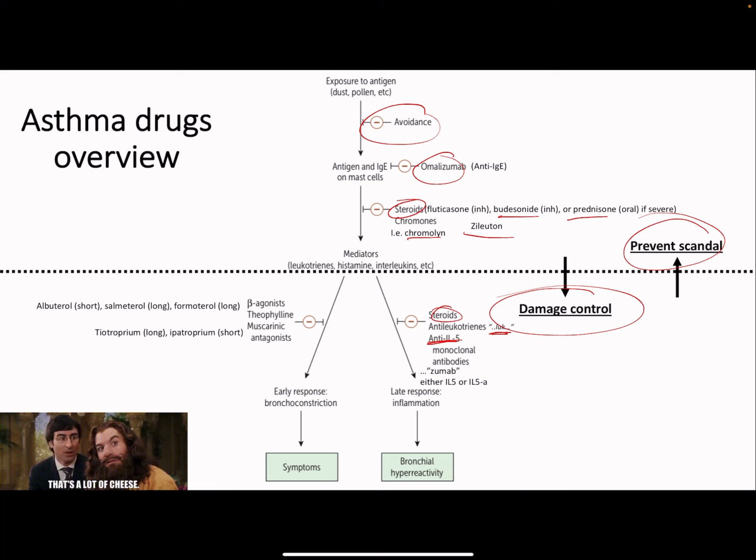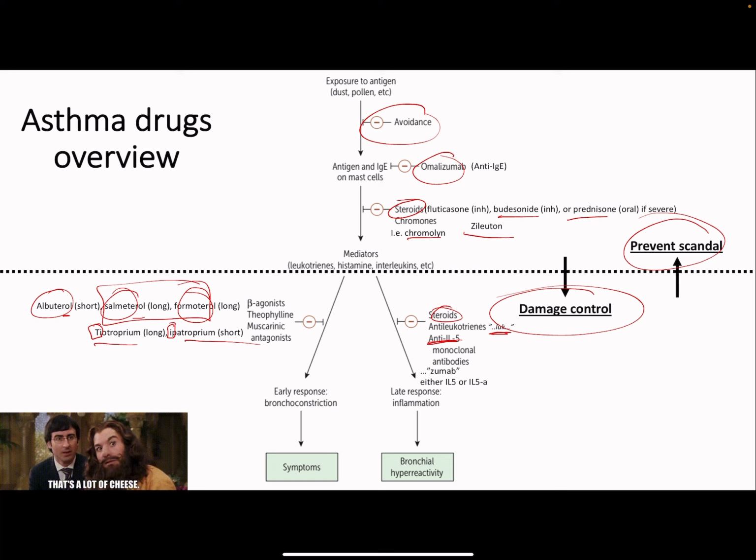And alternatively, on the other side, still under the damage control section, we can go ahead and realize that sympathetic is going to dilate more air in, parasympathetic is going to constrict less air in. The beta agonists, ending in "ol", this is short, this is long, and this is long. Why? Because these are longer words. This is short and this is long. Why? Because a T is longer than an I. And all of these are going to dilate.